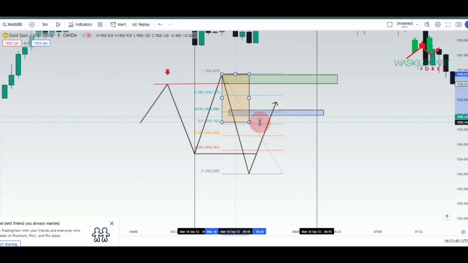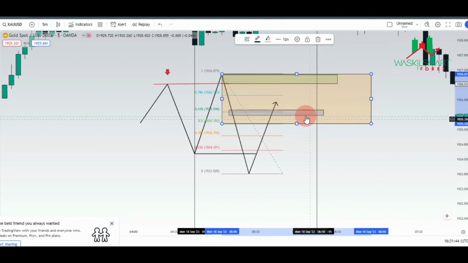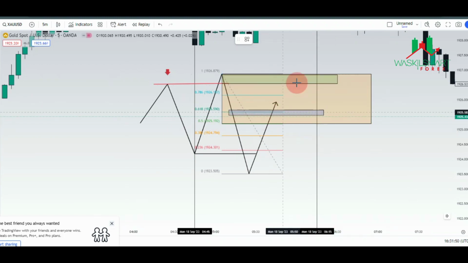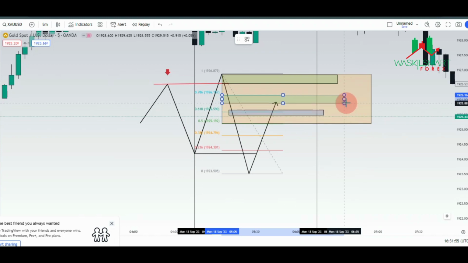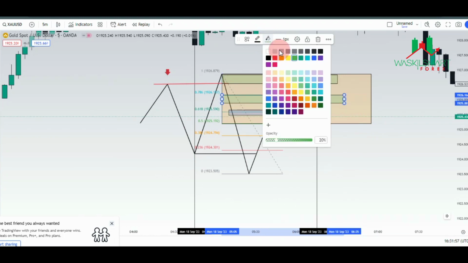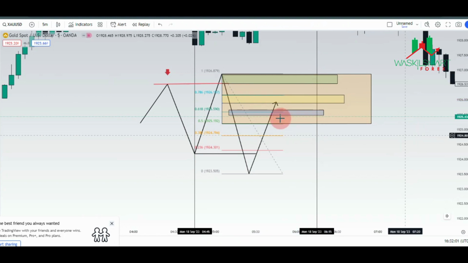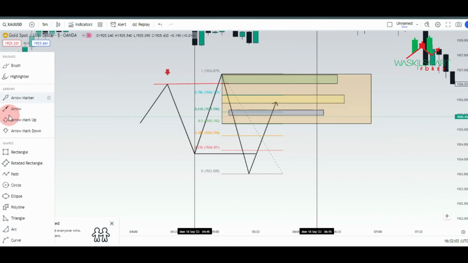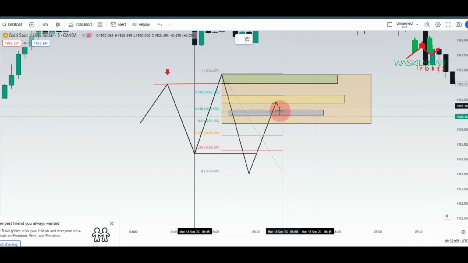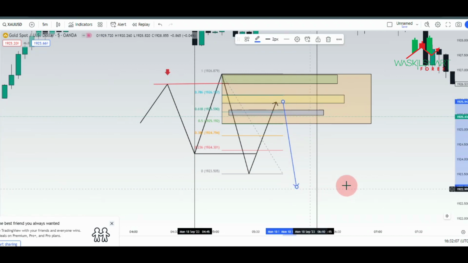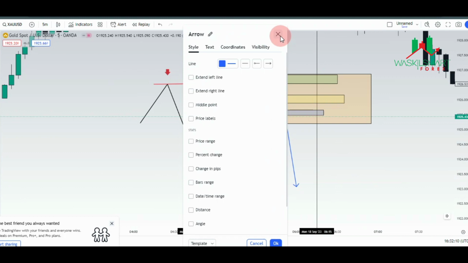Let me draw this. So the premium range starts from here. This box here is called the premium range, which means above 50%. So the fair value gap must be inside this box. Let's say we have a fair value gap here. If you have a fair value gap here, I have an 80% possibility that the market is going to return from either of these.